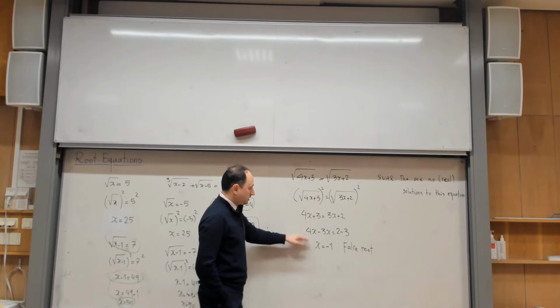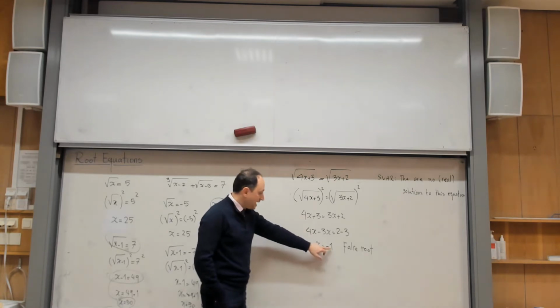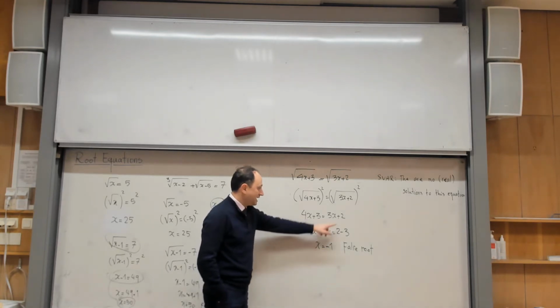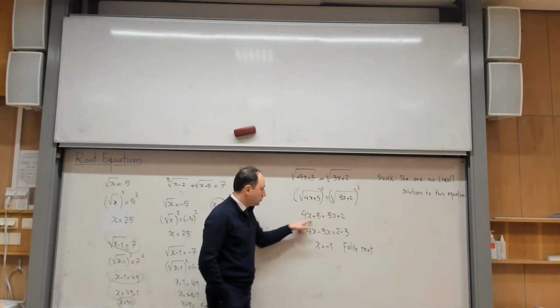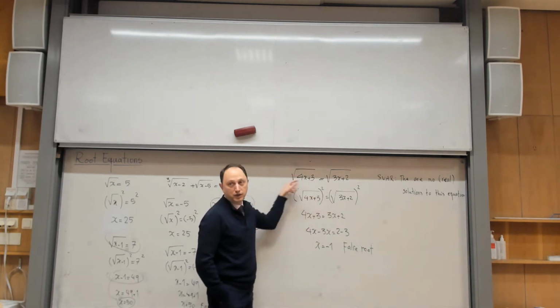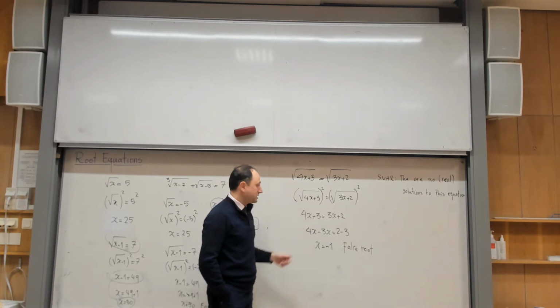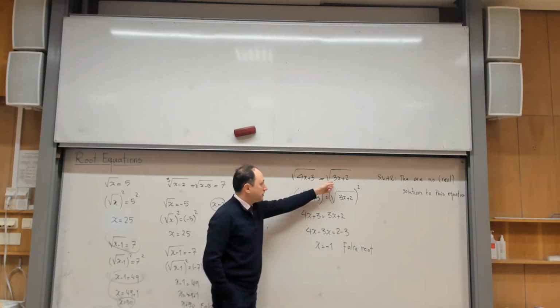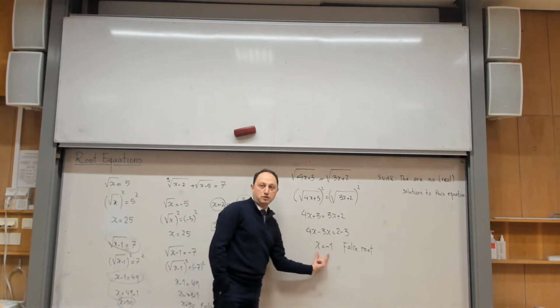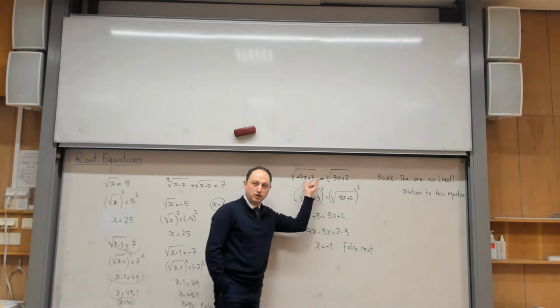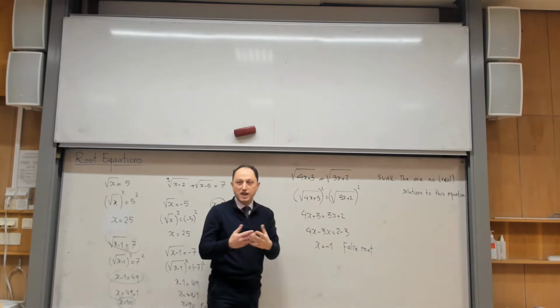I start solving that and I get an answer. This answer is definitely the answer of this one. You don't need to check anything. But this equation is not equivalent to the equation given to me. This means that the solutions of this equation are among the solutions of this equation, but there is no guarantee that all of them are the answer to the original equation. So you need to check them.